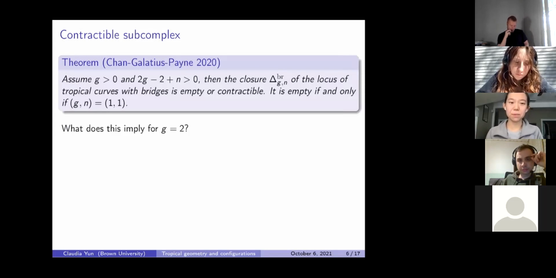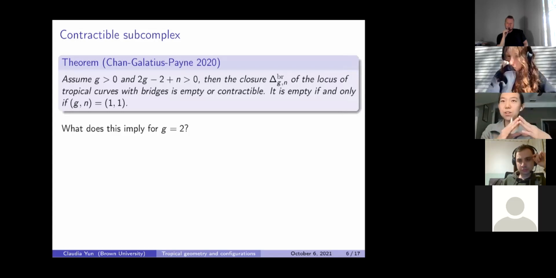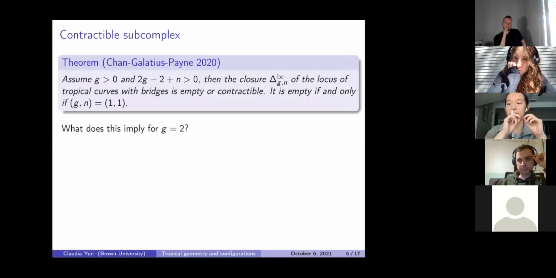So a theorem by Chan, Galatius, and Payne said there is a large subcomplex called the bridge locus inside the delta g,n that's contractible. And the bridge locus contains a lot of combinatorial types that I will not spend too much time on. But in the complement of the bridge locus, we actually see combinatorial types that are genuine genus g graphs with distinct marked points. And by distinct, I mean no two marked points are inhabiting the same vertex.